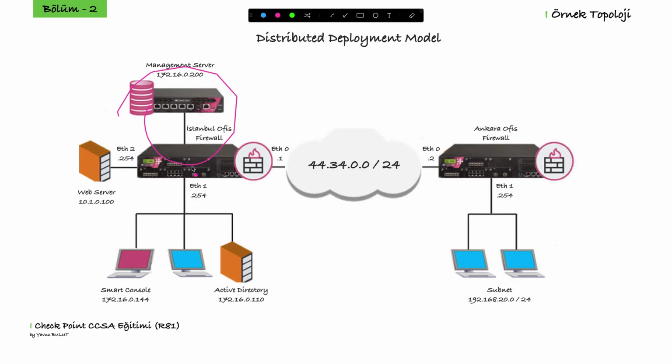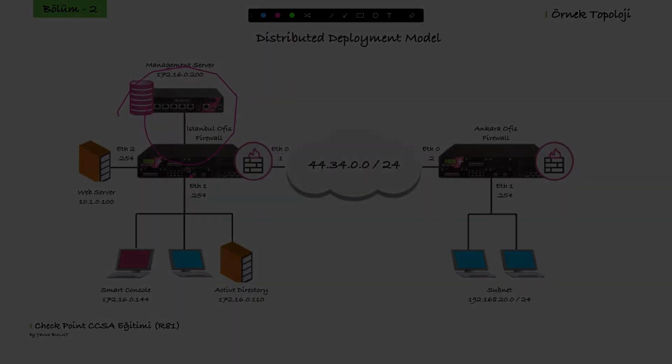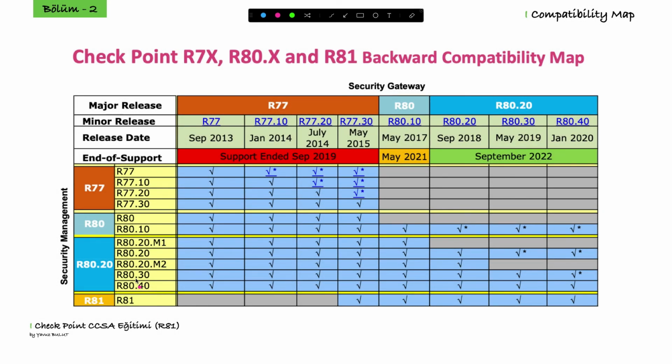Now, before starting the installation, let's look at the comparison of the management server and security gateway versions of Check Point. Then let's start the management server installation. On this page, you can see the comparisons of the management server and security gateway versions. Our side here is showing the security management versions. Our side here shows the security gateway, that is, the firewall versions.